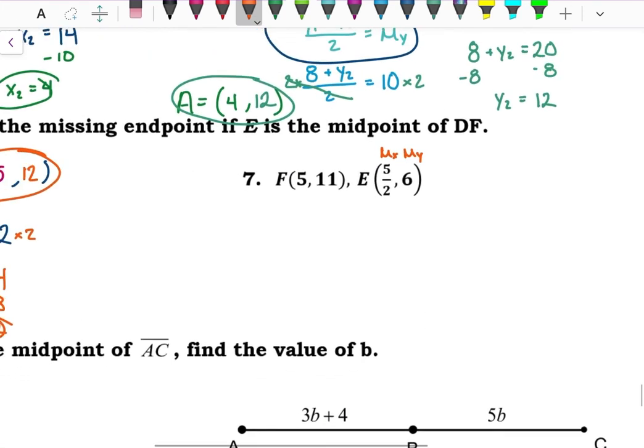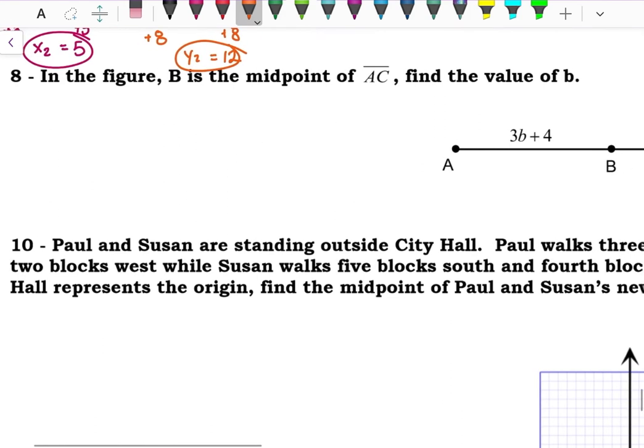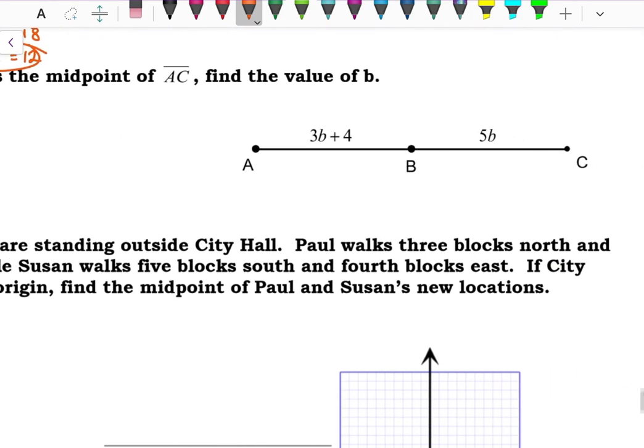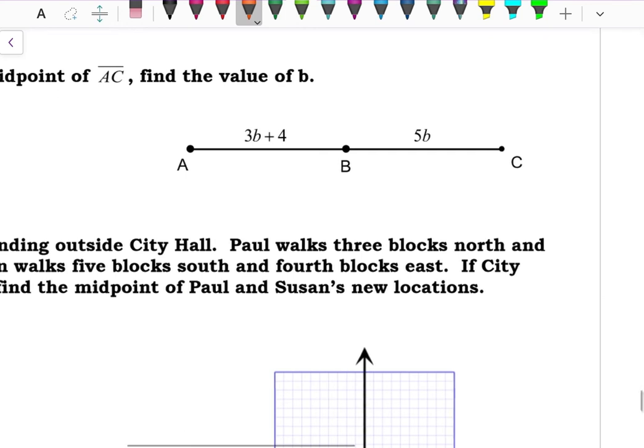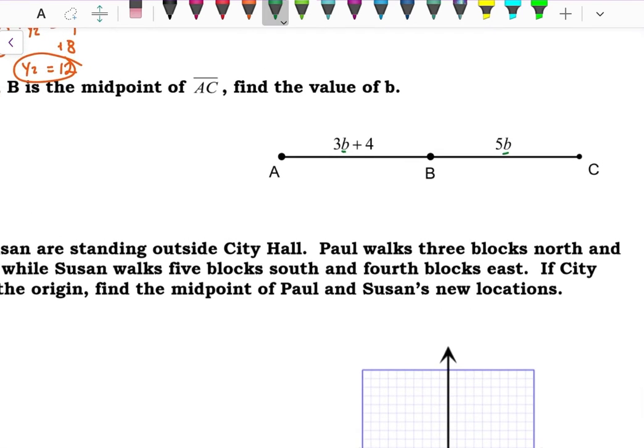I'm going to skip number 7, and we're just going to move on to number 8. So in the figure, B is the midpoint of AC. We need to find the value of lowercase b, this B. So midpoints cut a line in half, right in the middle, which means if B is right in the middle of those two sections, then this section and this section are the same amount because the midpoint is in the middle of them. If you cut it in half, the halves are the same.